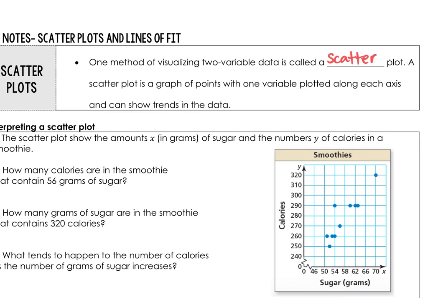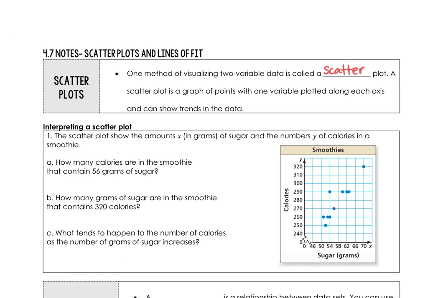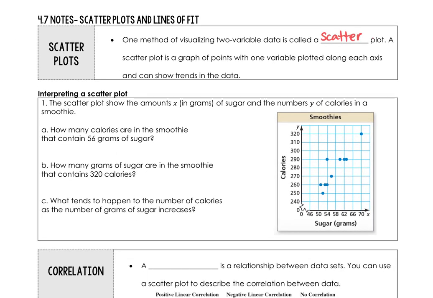A scatter plot is a graph of points with one variable plotted along each axis and can show trends in the data. Now, this first example hopefully will be very easy for us. We're just going to be interpreting this scatter plot. So we're given a scatter plot that shows the amount of grams, which is our X value, of sugar, and the number of calories, which is our Y value, in a smoothie.